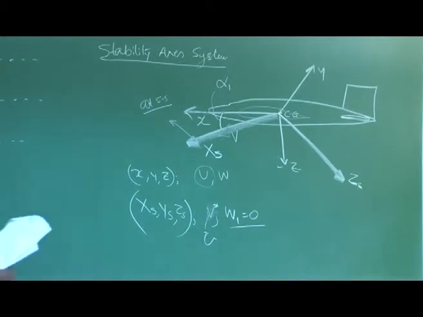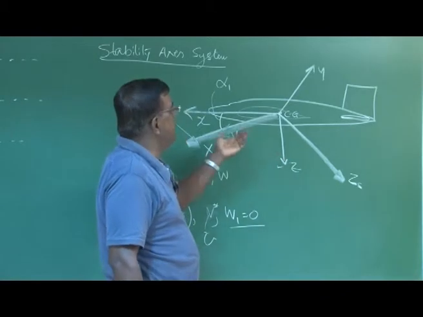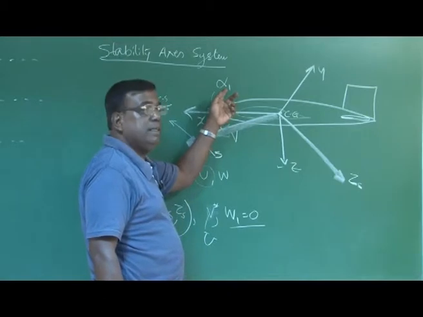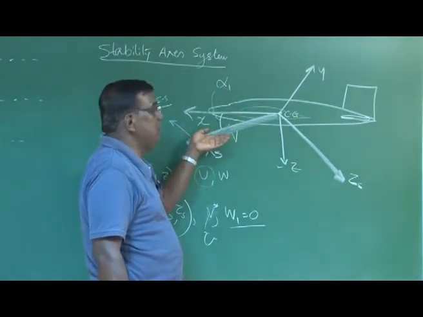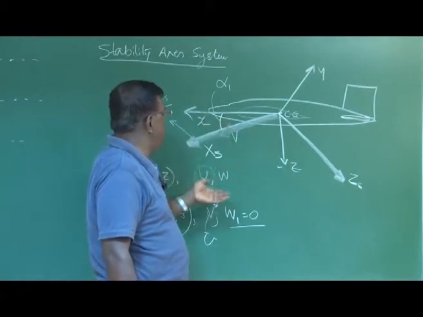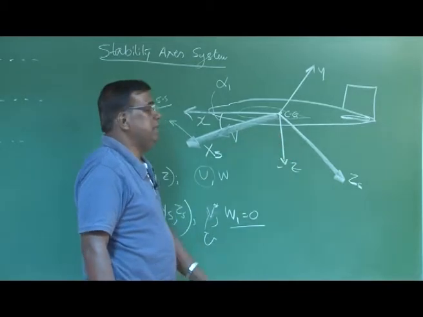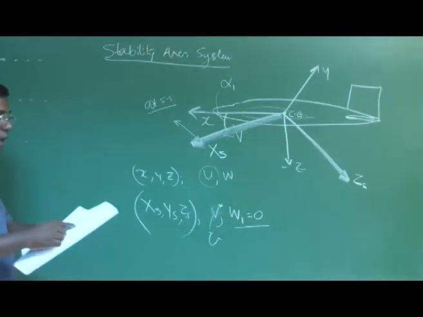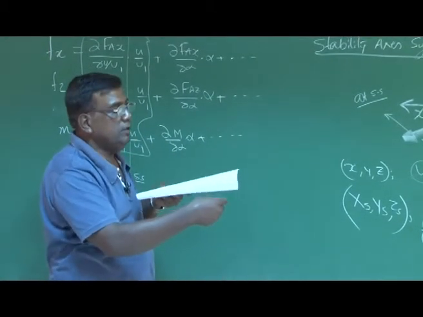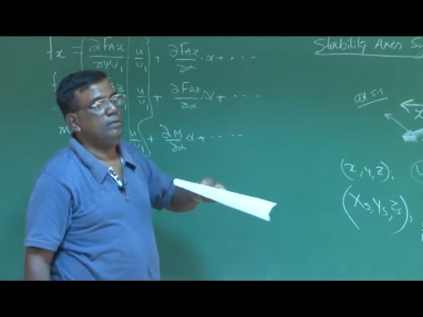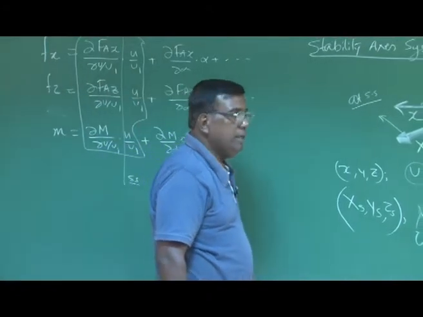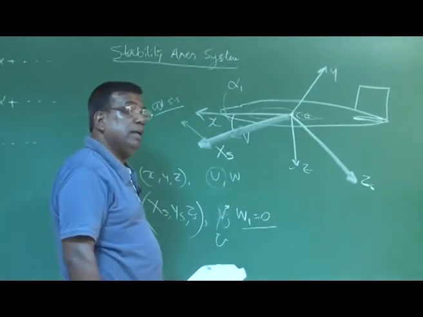What is important is that I am defining the stability axis system at steady state. That is, I find the angle at steady state, and I align the x-axis along the velocity vector so that there is no component of total velocity along the zs axis. If I am flying like this, and this was my x-axis, and this was the velocity vector, I am just aligning this x-axis along the velocity vector. That is why w1 becomes 0, and this orientation is done only with reference to the condition at steady state.